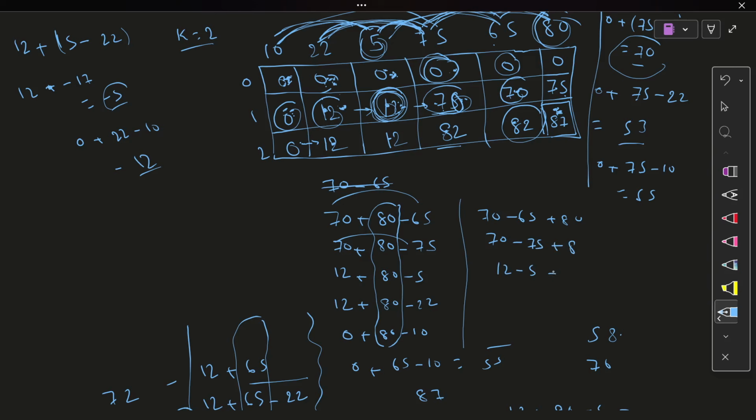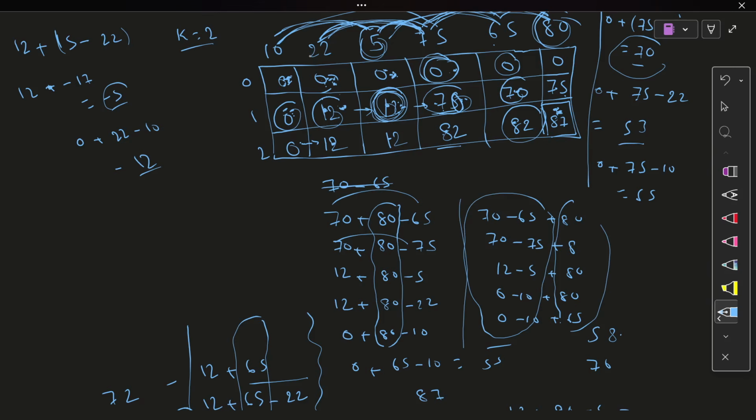12 minus 5 plus 80. 0 minus 10 plus 80. 0 minus 10 plus 65. This one. So this is constant. So we have to find the maximum. If we find the maximum here, suppose here 0 minus 10. Okay, here the maximum is updated.